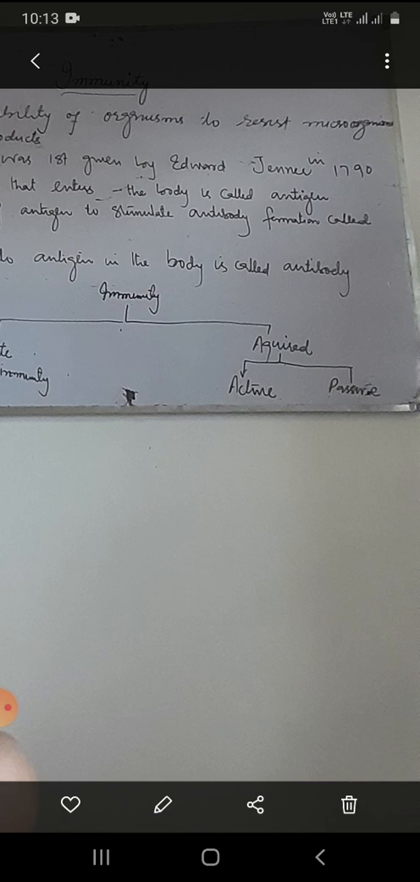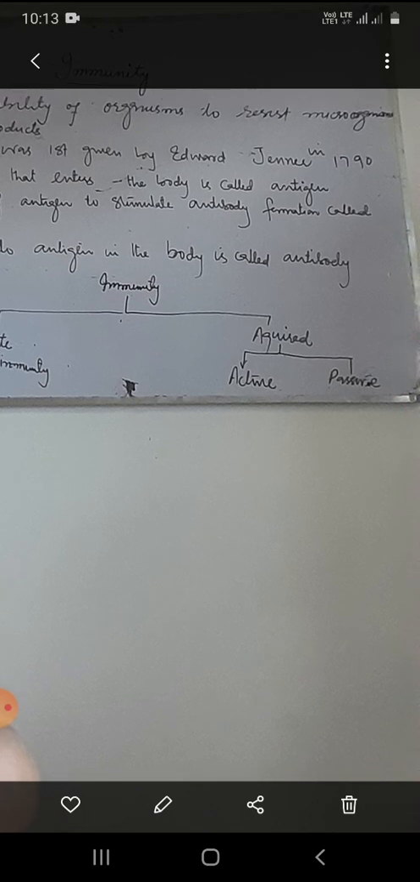And the second is acquired immunity. Acquired immunity is that type of immunity that develops in an individual during his lifetime. This acquired immunity is further of two types, active and passive. Now first see what is active. Active is a result of encounter with a pathogen. Whenever a pathogen enters our body, the response to that is called active immunity.